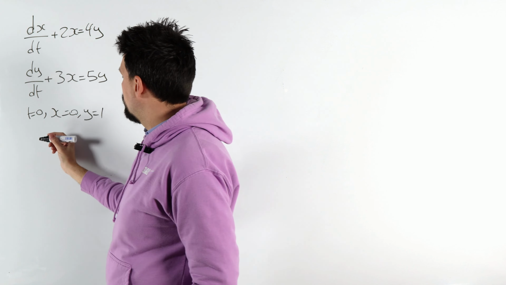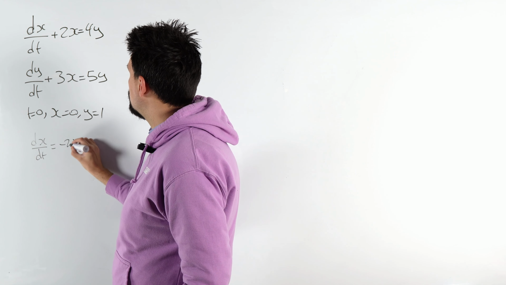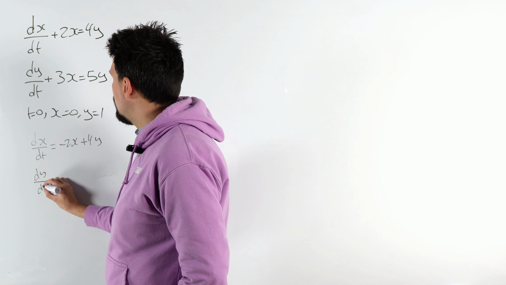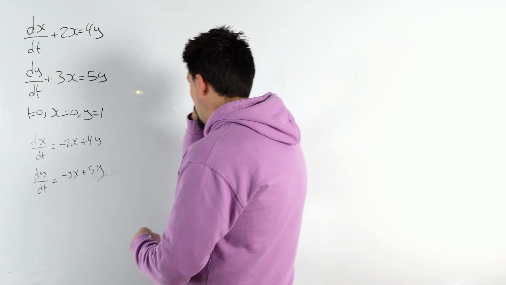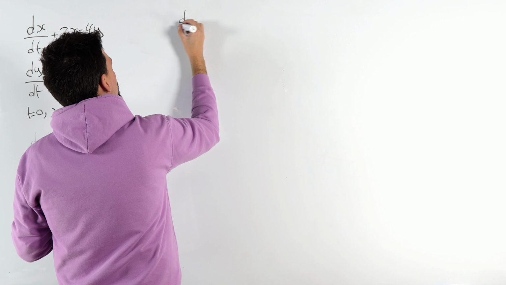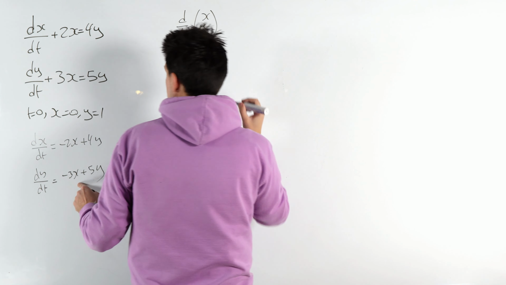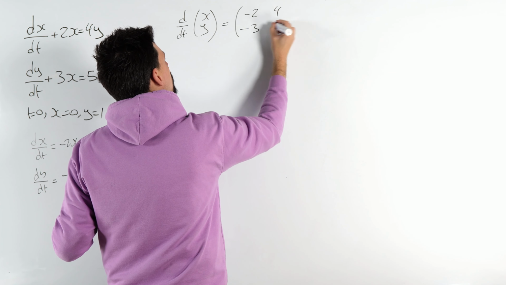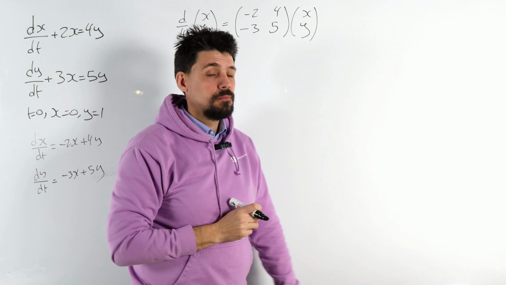Right, first things first, let's rearrange this a little bit to get dx by dt is minus 2x plus 4y, and dy by dt is equal to minus 3x plus 5y. Now, the cool thing about this is I could write this as d by dt of (x, y) is equal to the matrix minus 2, 4, minus 3, 5 times (x, y).